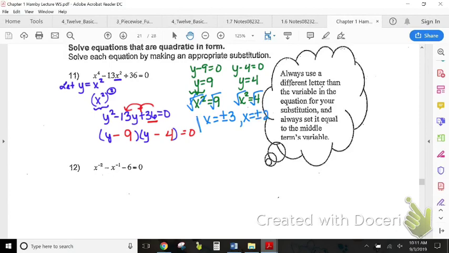So how many solutions do I have here? 4. How did I know at the beginning I should have 4 solutions? Because the largest exponent was x to the 4th. Now, any questions on that one?